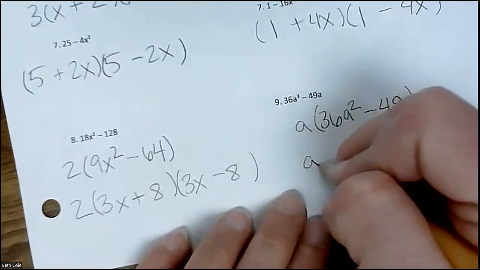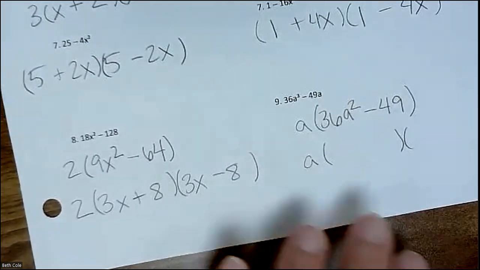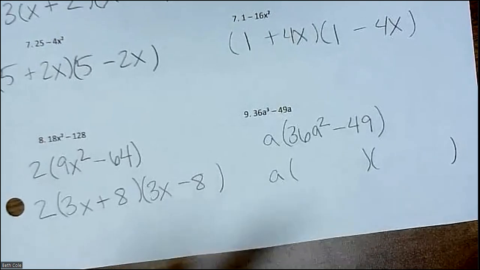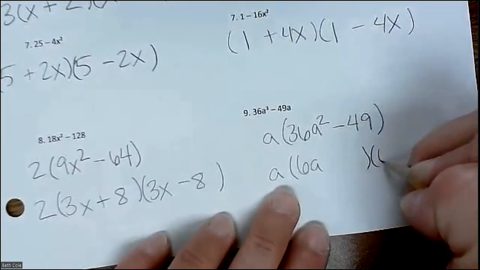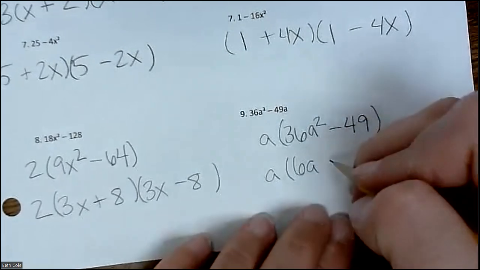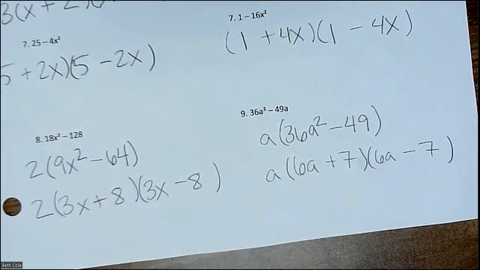All right. Bring the A with you. Draw your 2 sets of parentheses. How would you split up 36A squared? Good. 6A, perfect. And 1 is going to be plus 7 and 1 is going to be minus 7. That's difference of squares. Have we got it? One's plus and one's minus. It's the same thing. You just need to know your perfect squares, but you can always use a calculator.